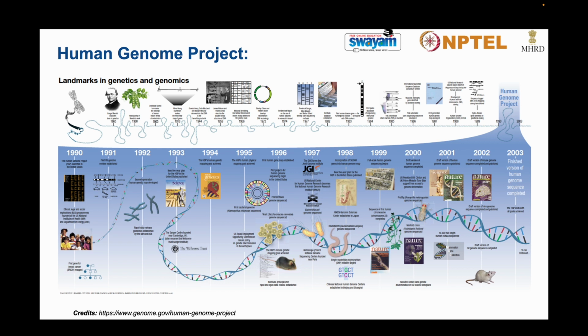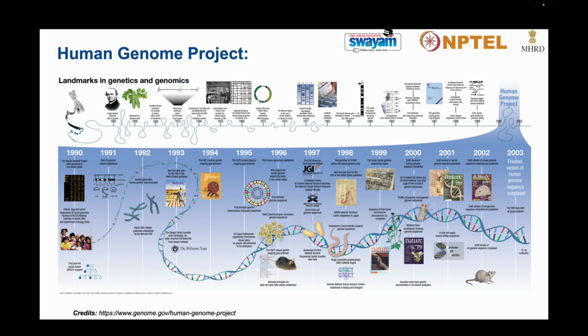So now, the Human Genome Project. Because to check for the variations, we require the information of the sequence of the genome. So for that, the human genome sequence was proposed. These show all the landmark events that happened in genetics and genomics and how we further moved to the level of the human genome and how we sequenced it.